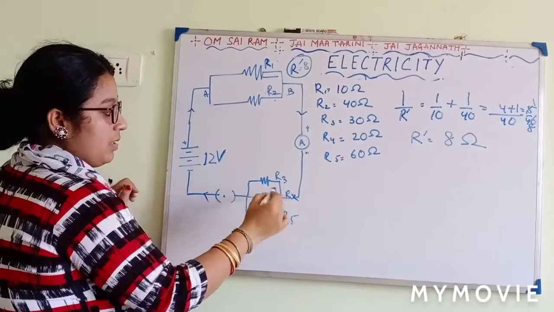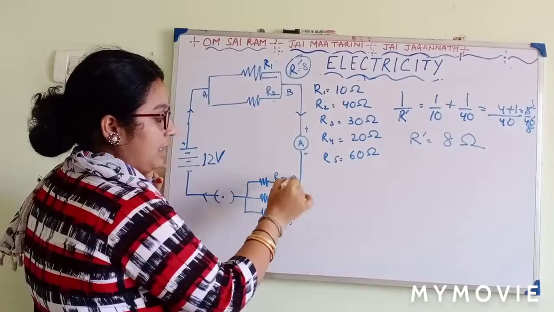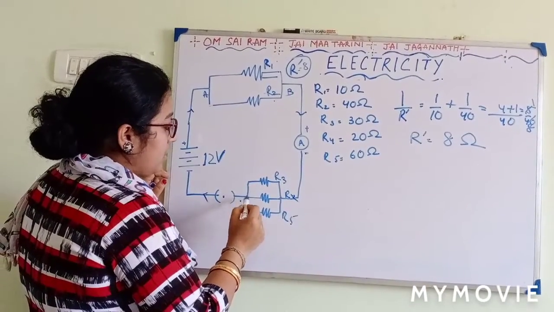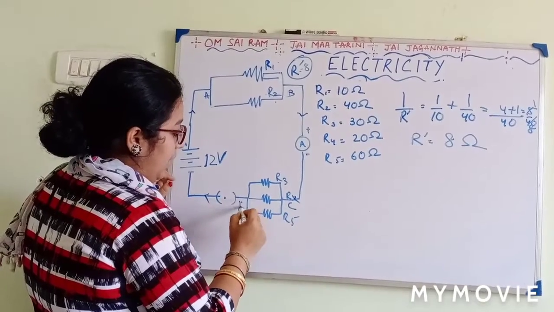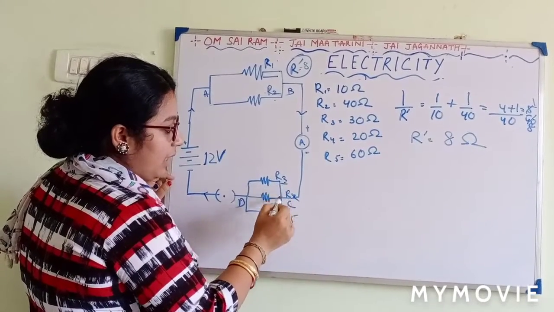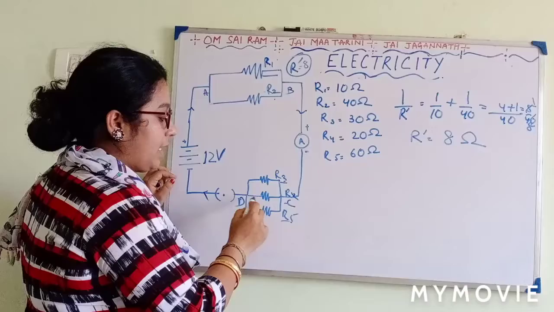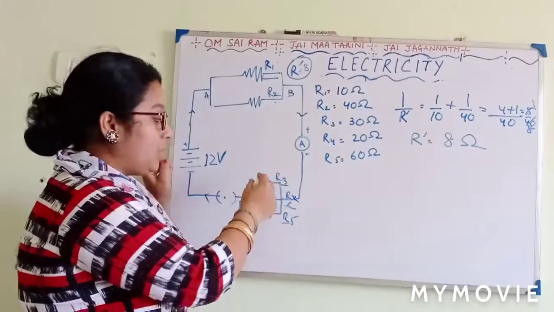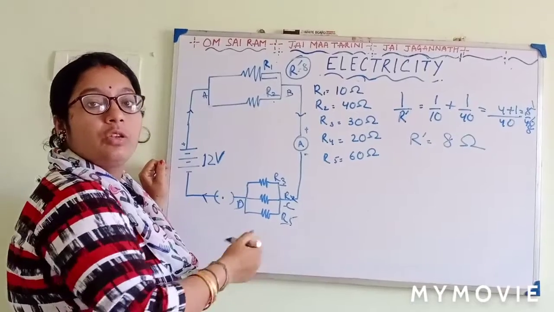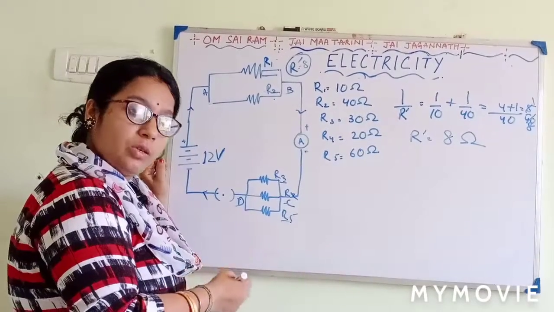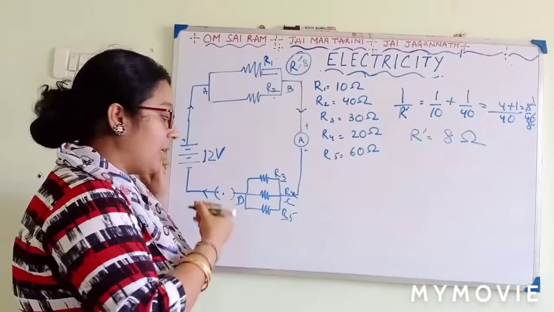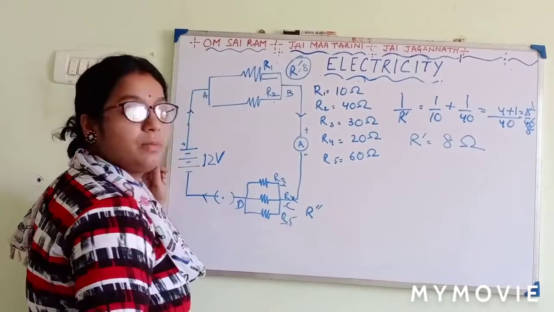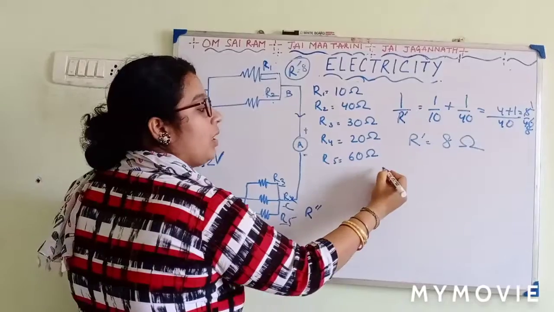Now coming to this combination. If these are points B, C and D, all these R3, R4 and R5, these 3 are connected between the same points. So between the same points, that means the potential difference will be the same in all the cases. So what kind of combination is this? This is also a parallel combination. Let me name the effective resistance of these as R double dash. So now I have to calculate R double dash.